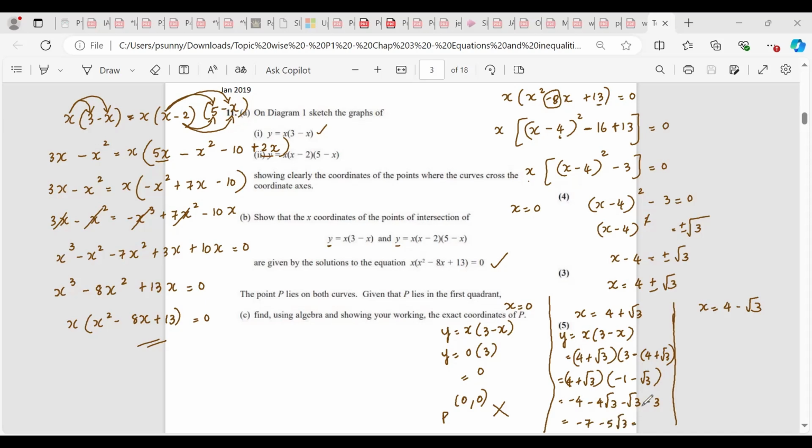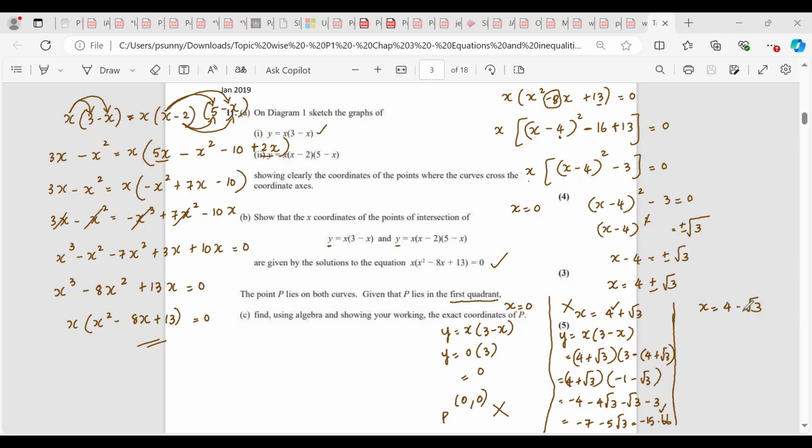Put this in the calculator: minus 7 minus 5 root 3. Take its decimal form, and you will get minus 15.66. So you are getting your y value as negative. We know it should be in the first quadrant. In the first quadrant, your x and y should be positive. So I cannot take this one as well.